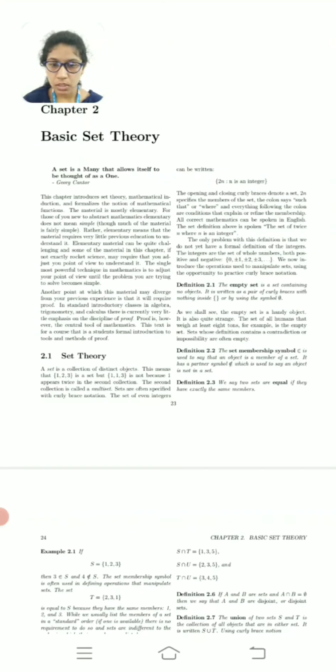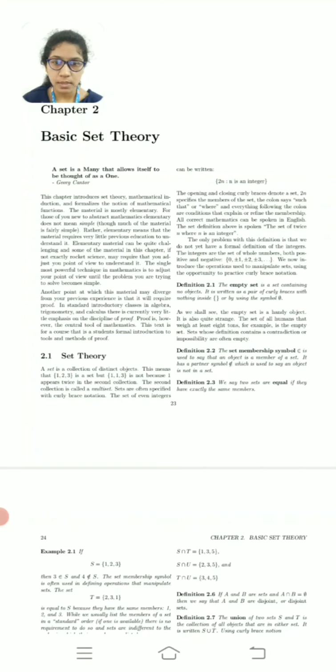Set theory. A set is a collection of distinct objects. This means that {1, 2, 3} is a set, but {1, 1, 3} is not because 1 appears twice in the second collection. The second collection is called a multiset. Sets are often specified with curly brace notation. The set of even integers: the opening and closing curly braces denote a set.